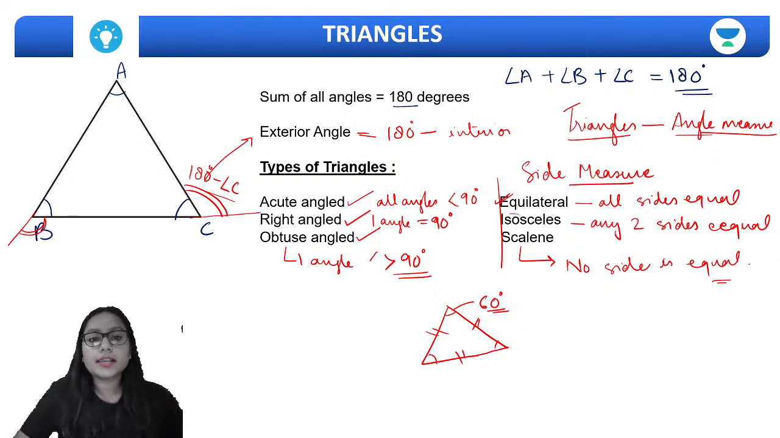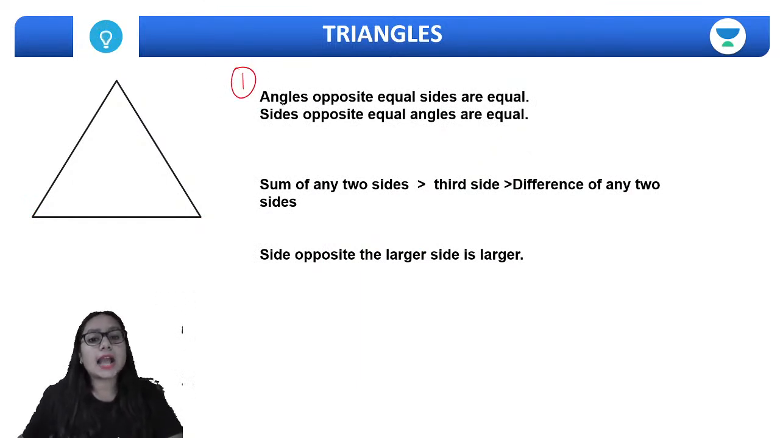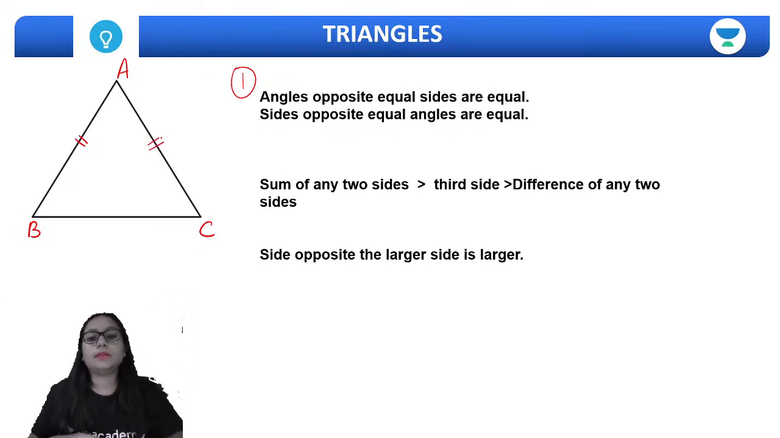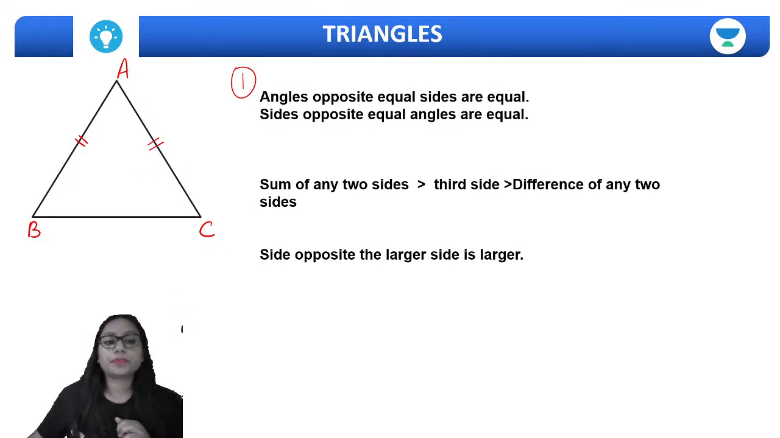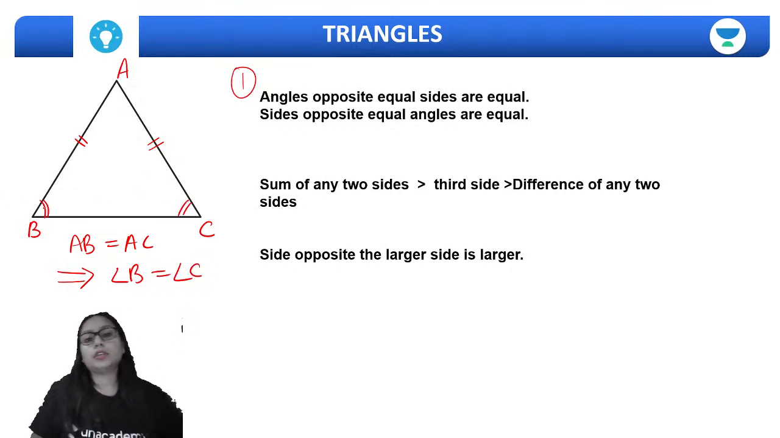Yes, okay. Let's continue then. So now let us discuss a few theorems related to triangles. The first theorem says that angles opposite equal sides are equal. Let us take a triangle ABC with two sides AB equal to AC. These are the two sides of this triangle which are equal. So if the side AB is equal to AC, this implies that angle B is equal to angle C. So the angles opposite equal sides are equal.